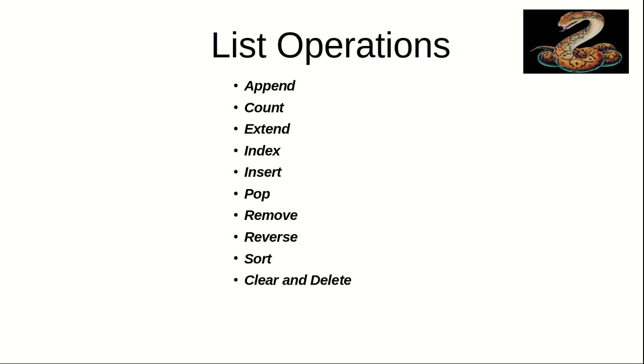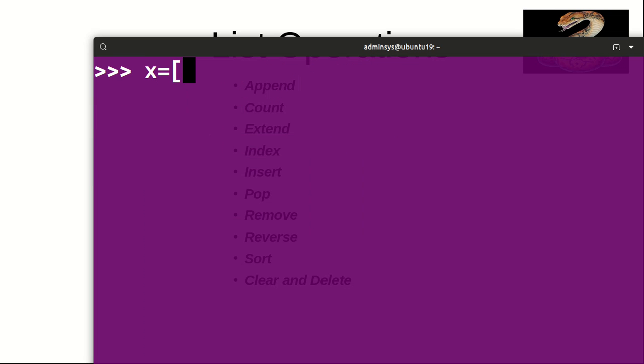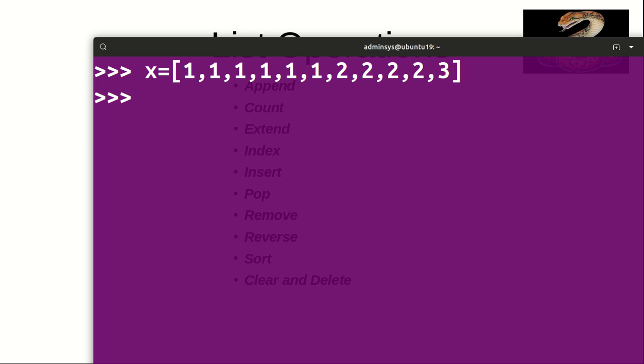Count basically returns the occurrence of a particular element. That is, let's say x equal to, so I have created this list. Now if I want to check how many times the value 1 is repeated in the list, then I need to mention x dot count of 1. So it returns 6 because the value 1 is repeated 6 times in the list.